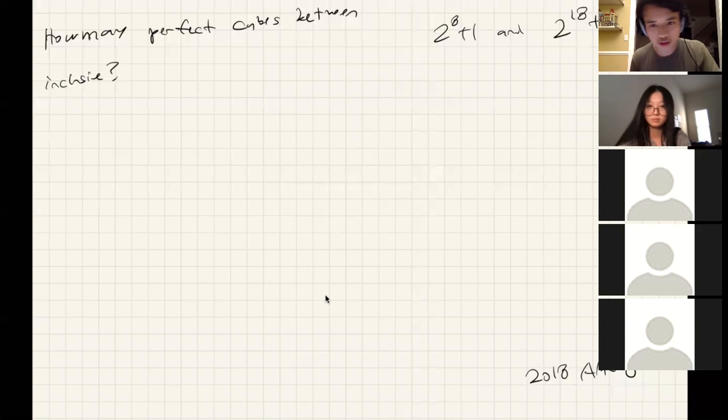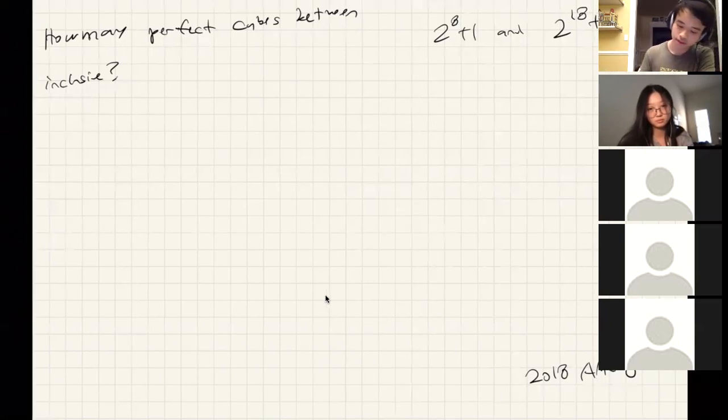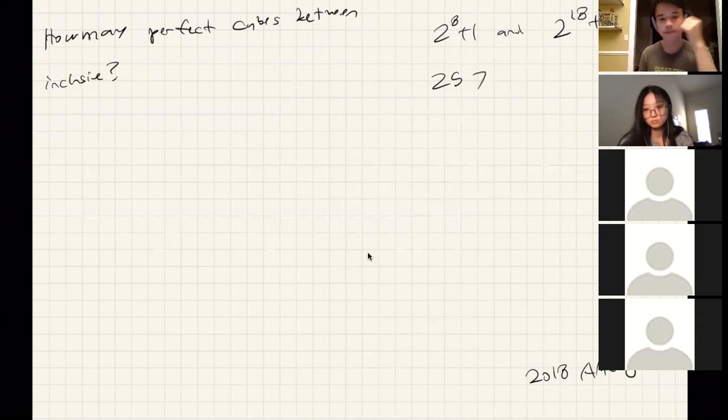Okay. Another example from the 2018 AMC 8. How many perfect cubes are between 2 to the power of 8 plus 1 and 2 to the power of 18 plus 1, inclusive, right? So you're counting the number of perfect cubes between 2 to the power of 8 plus 1, which turns out to be 257, not 256, and 2 to the power of 18 plus 1.